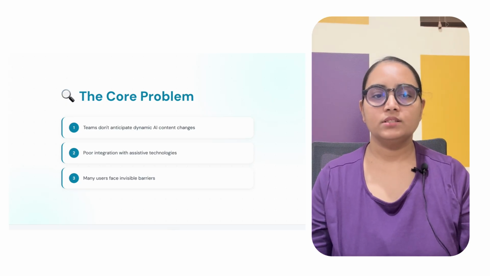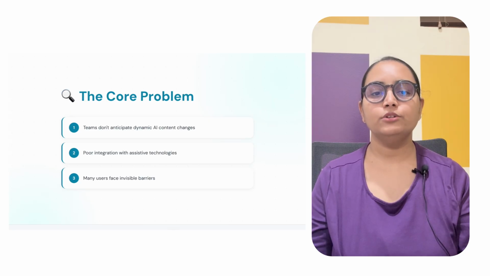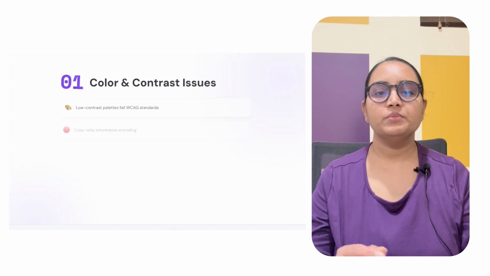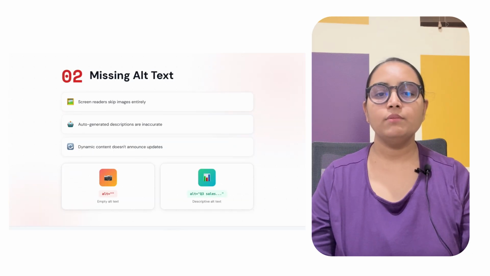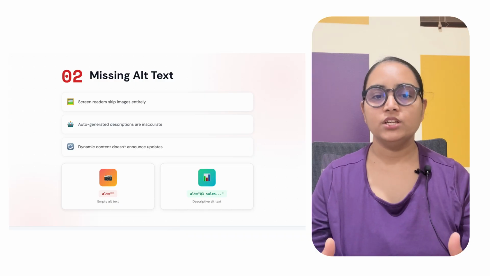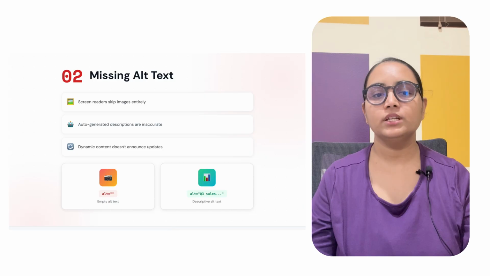Missing alt text. AI-generated images, charts, and diagrams often don't have proper alt text, or the descriptions are too generic to be useful, so screen readers may skip images with missing or poor alt text. Auto-generated descriptions can be inaccurate or confusing. Frequently changing AI content may not announce updates properly to screen reader users.